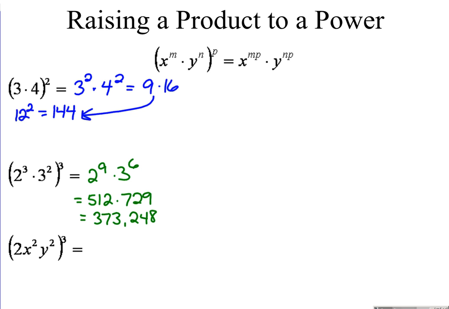Last one here, 2x squared, y squared, all to the 3rd. Most common mistake that would be made in this problem is students would take the 3, they would apply it to the exponent of 2 on the x and the exponent of 2 on the y, and forget to apply it to the exponent on the 2 out in front. This exponent of 3 has to get applied to all 3 exponents in this case. Remember, there's an exponent of 1 there. So that's 2 cubed, x to the 6th, y to the 6th, simplify 8x to the 6th, y to the 6th.